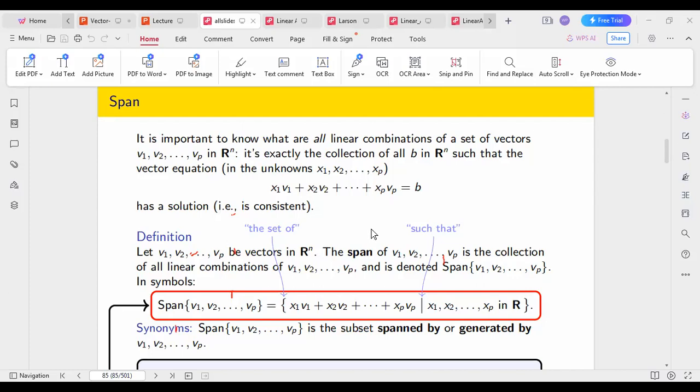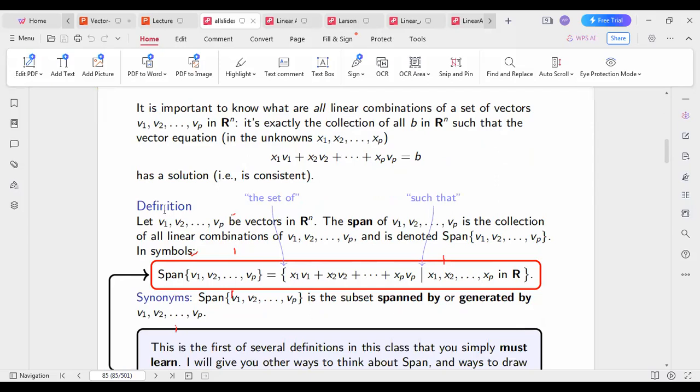Now we can define the span of vectors. The definition: let b1, b2, up to bp be vectors in Rn. The span of b1, b2, up to bp is the collection of all linear combinations of b1, b2, up to bp, and is denoted by span. In symbols, we can write the span of this set of vectors equals all the linear combinations x1 b1 plus x2 b2 plus dot dot plus xp bp such that all x are real numbers.